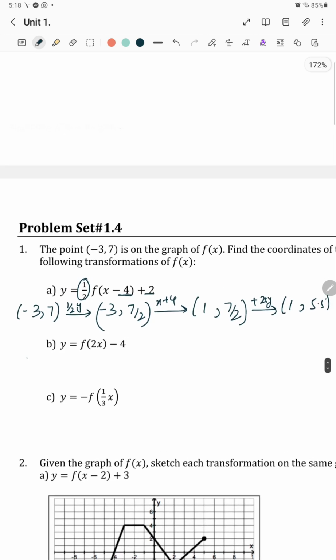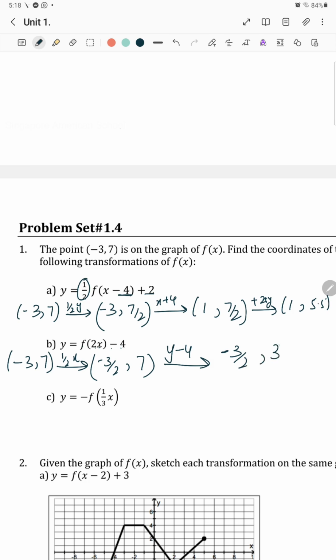Okay. So minus 3, 7. First of all, there is no change in the y-axis. And it's multiplying with x, so there will be a change in 1 by 2 x, so it will become minus 3 by 2, 7, which will be minus 4. So y minus 4, minus 3 by 2, 3. So it's minus 3, 7. It's going to be minus y, 3x.